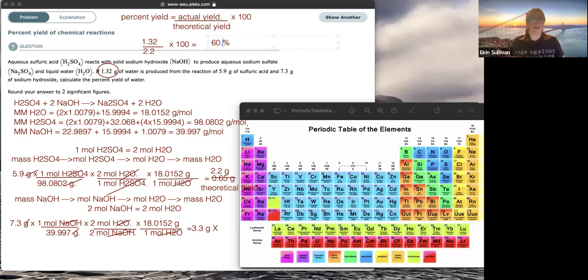So that is how I would calculate the theoretical yield and percent yield. Take your actual, divide by the theoretical, times by 100. This does hinge on you being able to work out which one of your reactants is the limiting reactant and which mass that you get is the theoretical yield.